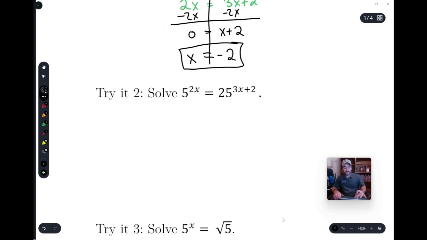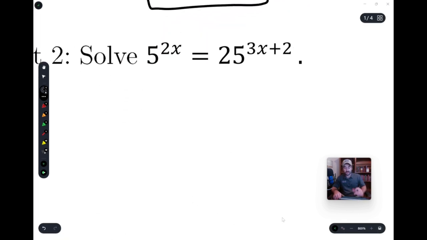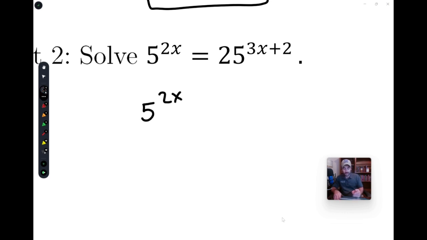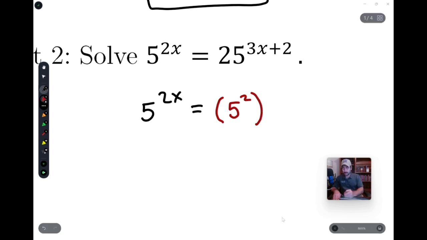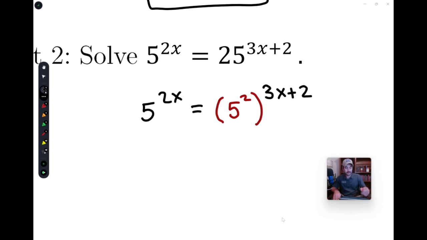This one's going to have one extra step in it, and you'll notice the bases aren't exactly the same, but they're pretty close. And so I'm going to rewrite 5 to the 2x, and I'm going to find a way to write 25 so it has a matching base. Another way to write 25 such that it has a matching base would be 5 squared. All I've done is replace the 25 with the 5 squared and left everything else the same.